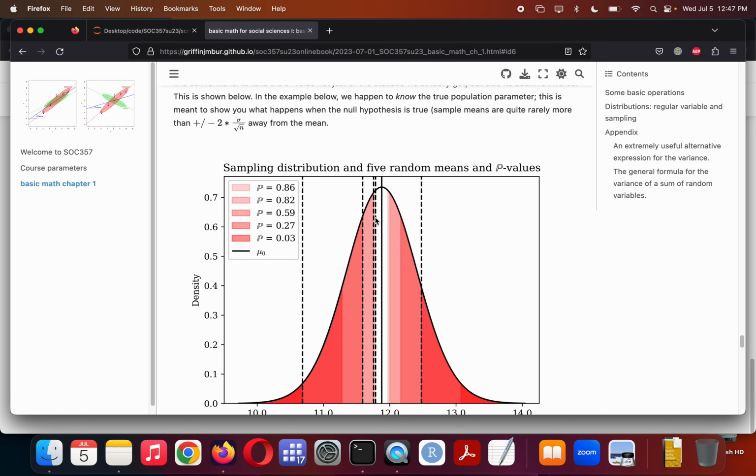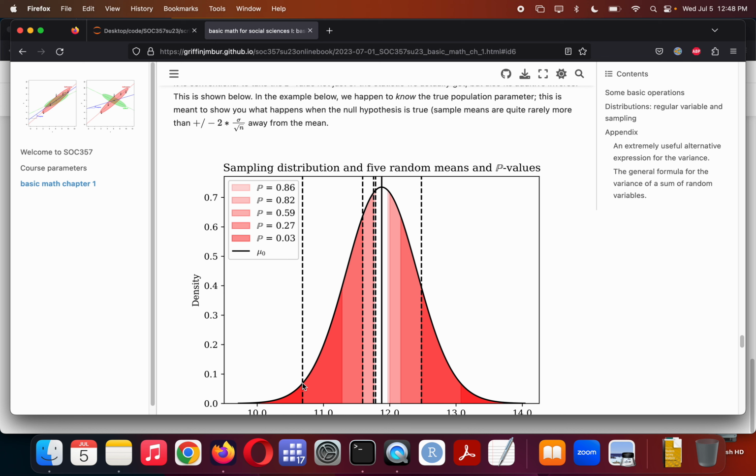This is meant to show you what happens when the null hypothesis is true. Sample means are quite rarely more than plus or minus about 2 standard deviations away from the mean. But you can see that occasionally, in this particular set of 5 samples I did, there was one sample that was more than 2 standard deviations away from the mean. It's this one here in the darkest red. You can see that the probability of a sample statistic this small or smaller, plus one correspondingly larger, is only 3%. And so we would reject the null hypothesis for this particular sample statistic here.